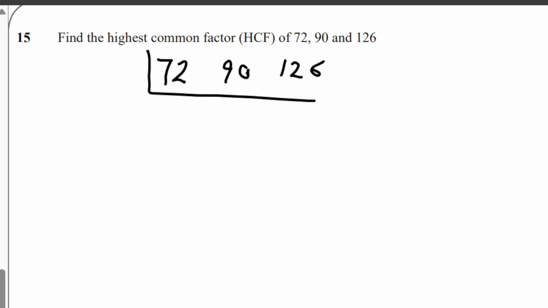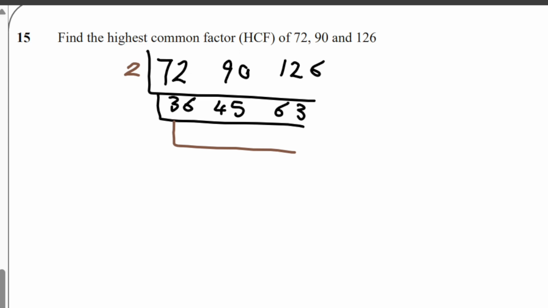We can divide all of these by 2. Okay, so what's 72 divided by 2? It's 36. 90 divided by 2 is 45. 126 divided by 2 is 63. Ask yourself again, what number goes into 36, 45 and 63?